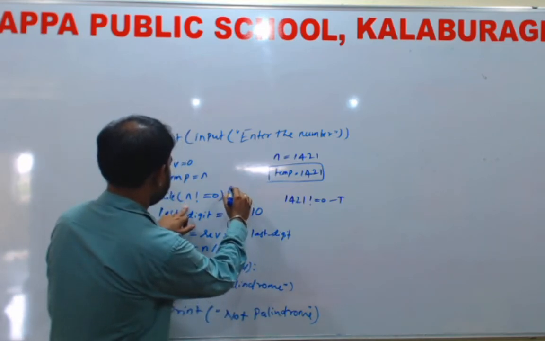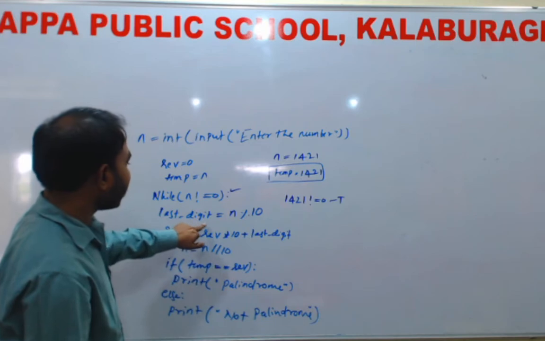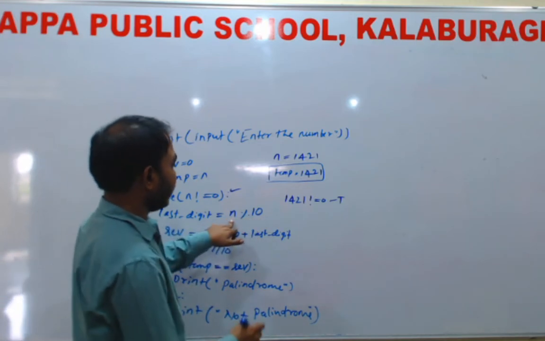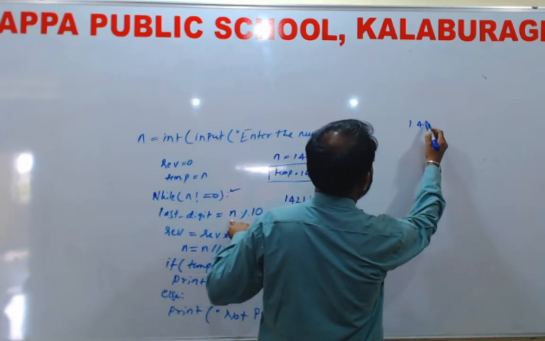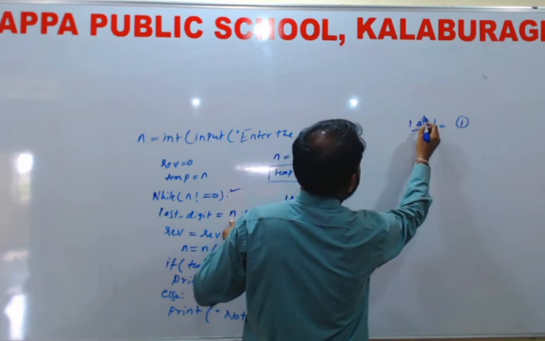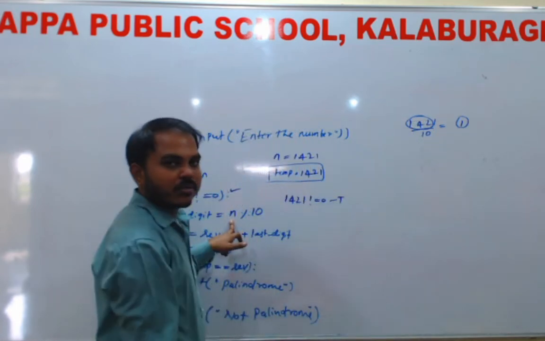So after this, we came to here, last digit is equal to n mod 10, sorry. Means 1421 divided by 10. The remainder will be 1. So this is going to be my quotient value. Then what?